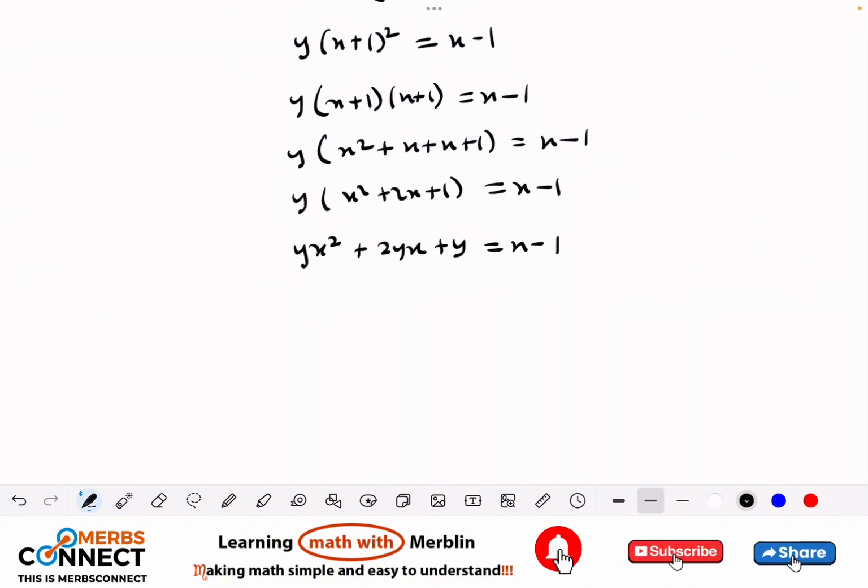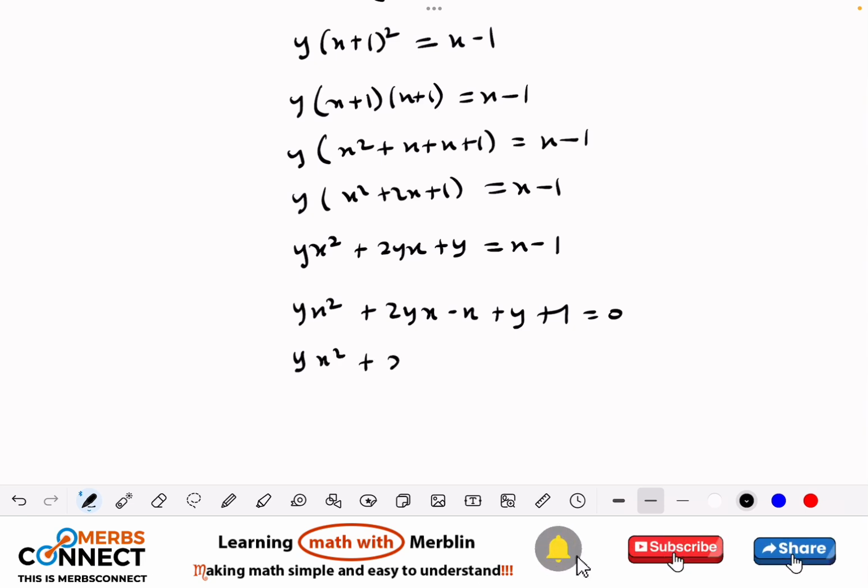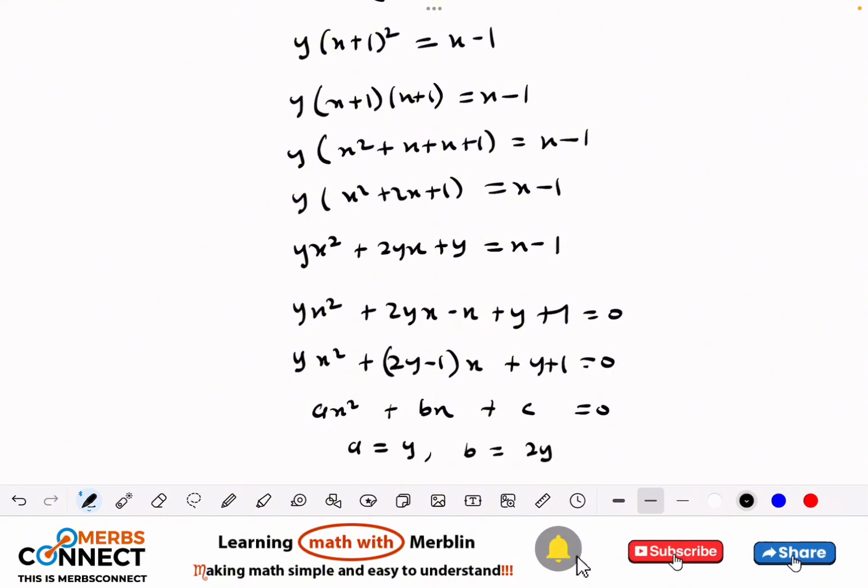So let's form the quadratic function here. yx squared, this is x, move it to this side, plus 2yx minus x plus y, move the 1 to this side, plus 1 is equal to 0. Let's simplify something here. yx squared plus (2y minus 1)x, I factor x out, plus y plus 1 is equal to 0. So this is of the form ax squared plus bx plus c is equal to 0, which means that a is equal to y, b is equal to 2y minus 1, and c is equal to y plus 1.